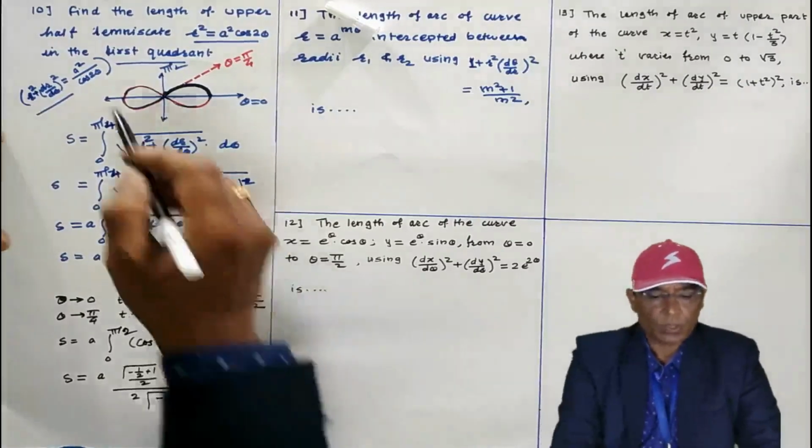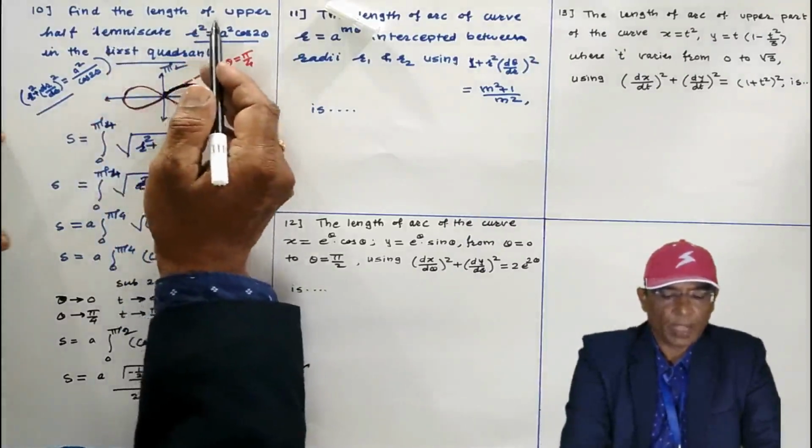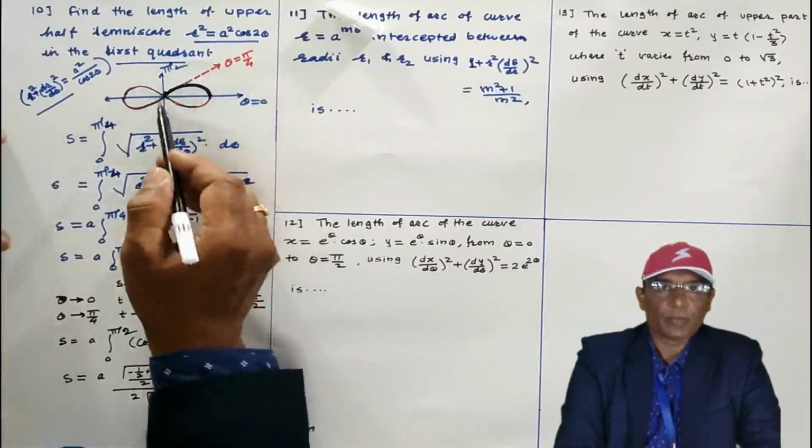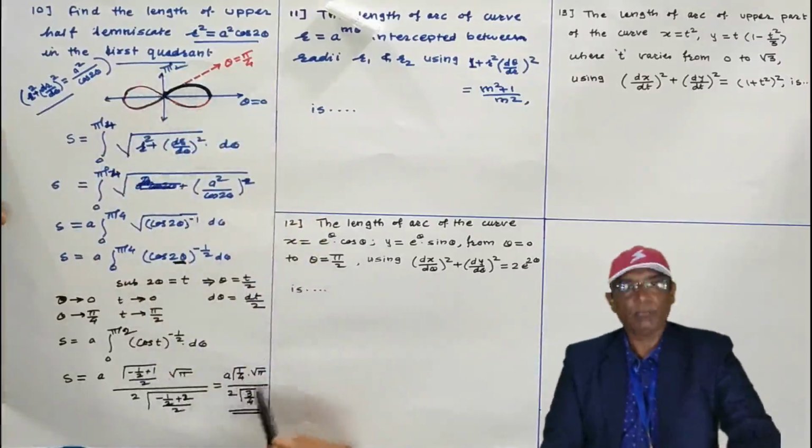In this way, we have found out the length of the upper half of the curve. If you want the length of the total curve, then you can multiply it by 4 also.